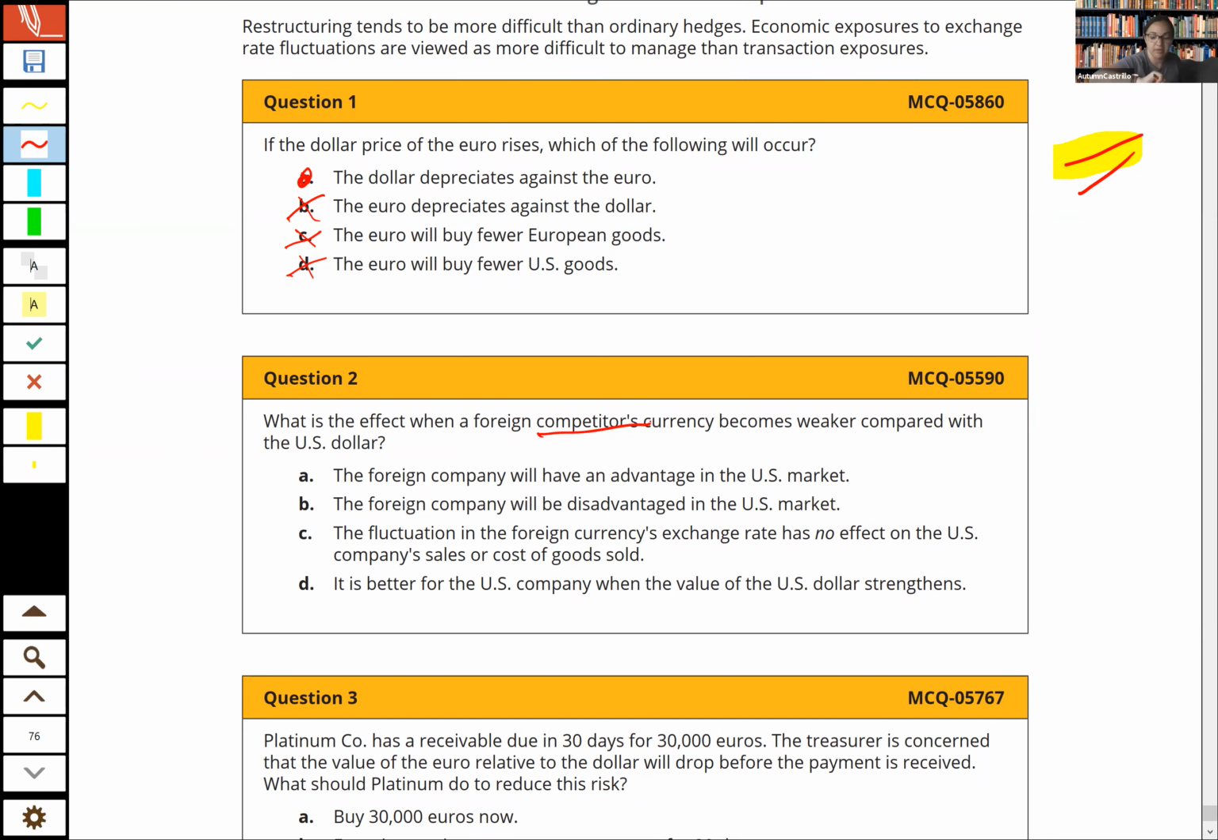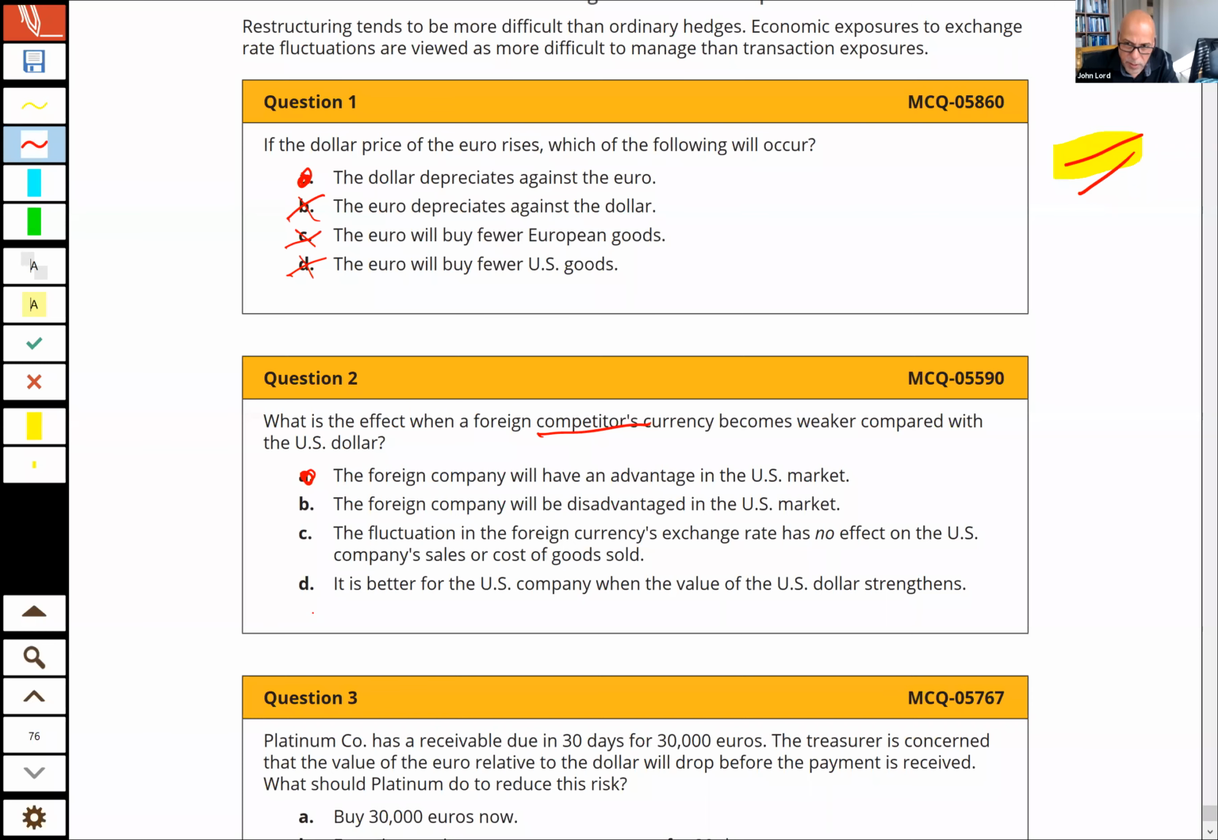Market share, right? Demand? Competing for customers, right? Yeah, we're competing for customers. So what does that mean? Okay, now we've seen already that the answer is A, but I want to show you a couple of things. First off, they say in choice B that the foreign company will be at a disadvantage in the US market. And then they say in D, it is better for the US company.